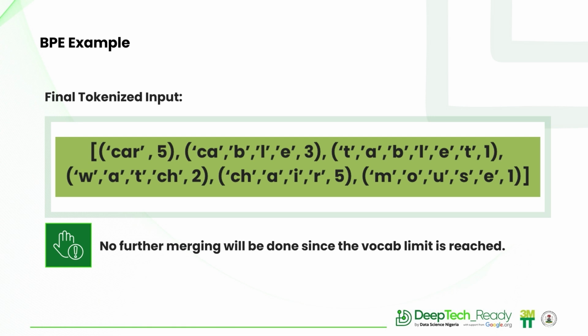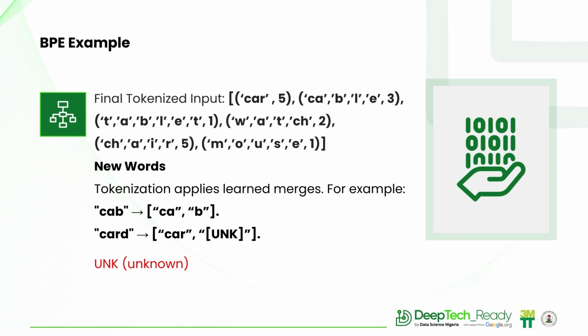Now that the byte pair encoding has been trained, the same tokenization merges will be applied to a new word. Let's say, for example, we have a new word here, CAB. It will be tokenized into CA and B, because CA and B featured in the final tokenized input. CA, and then we have B here.